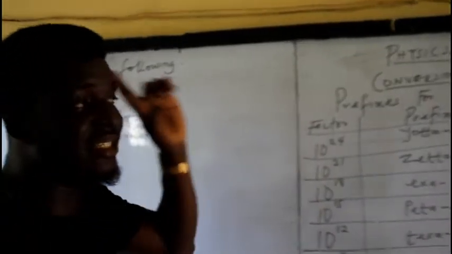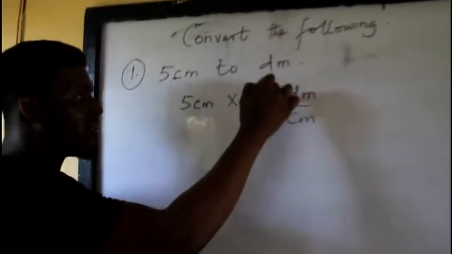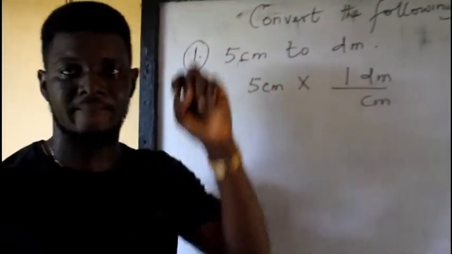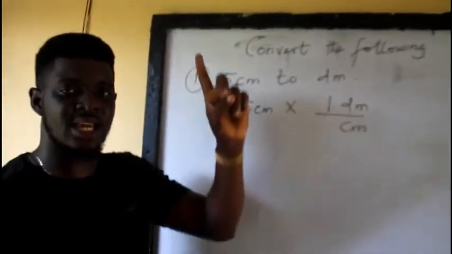Now, decimeter is greater from what you have seen from the table. Now, you put 1. Note. The one that is greater will take 1. The one that is greater will take 1.